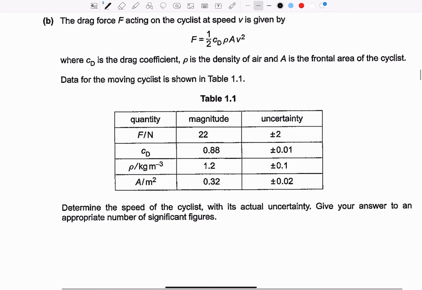Okay, big formula, looks kind of complicated, but let's break it down. The drag force F acting on the cyclist at a speed v is given by F equals 1 over 2 c_d, density, times big A, times v squared. What could all that mean? So okay, it's not important. This is here: drag coefficient, density, and frontal area. So what does the question want?